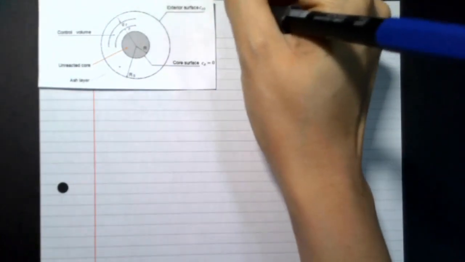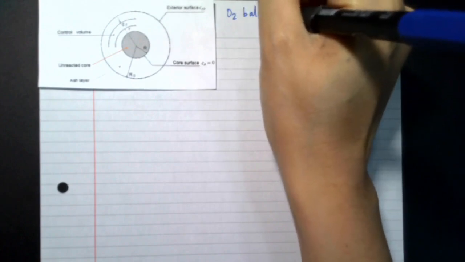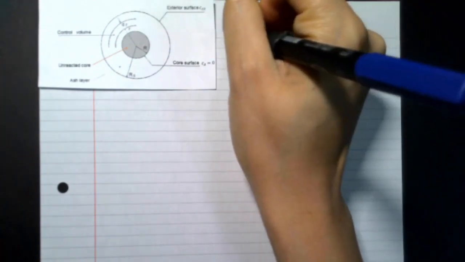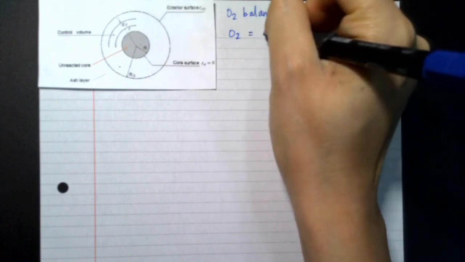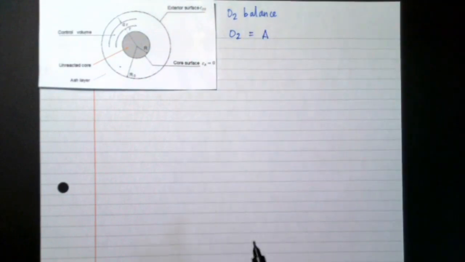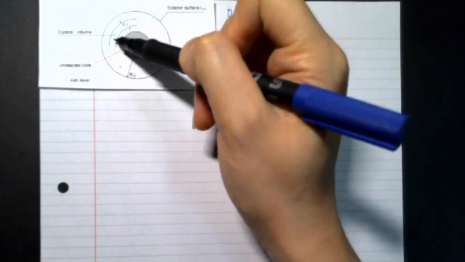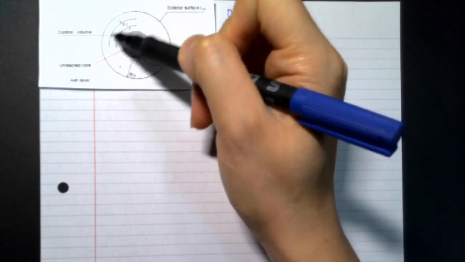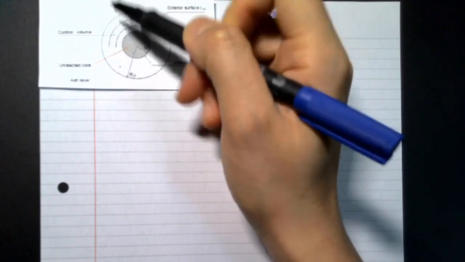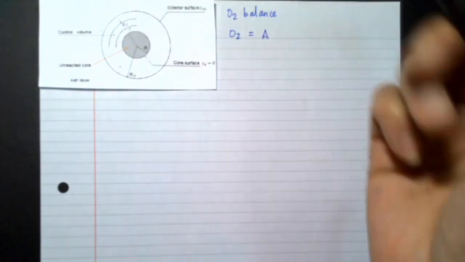So now we will write our material balance for oxygen. And we will denote oxygen as A. Our control volume for the oxygen material balance is here. This is a spherical shell with thickness dr, and it is in the ash layer.